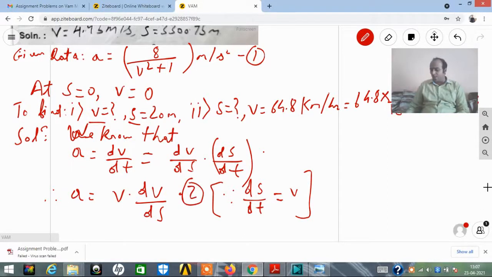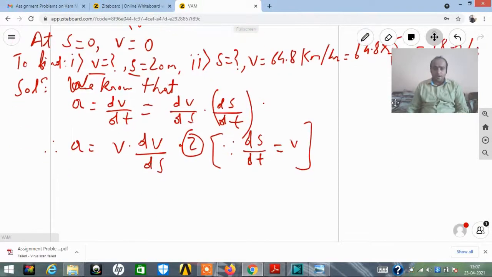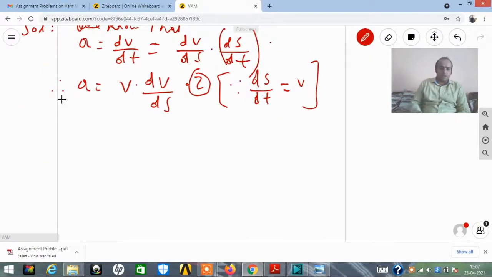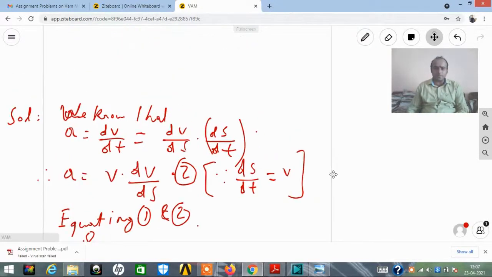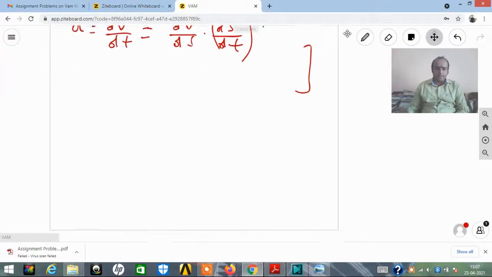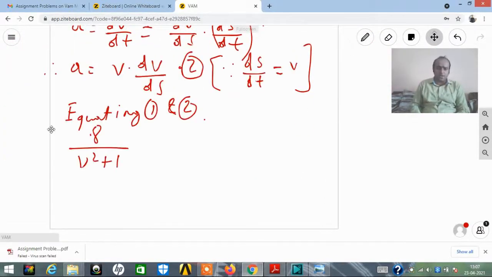I will be equating 1 and 2. So equating 1 and 2, it will be 8 divided by v square plus 1 is equal to v into dv by ds.